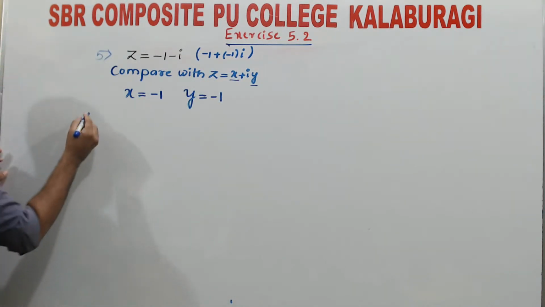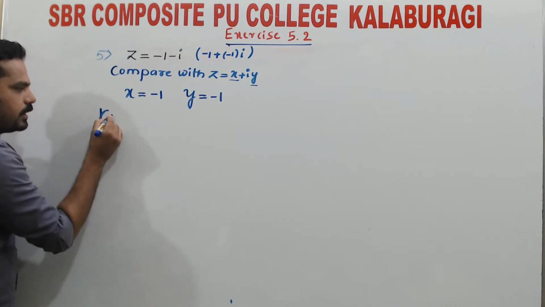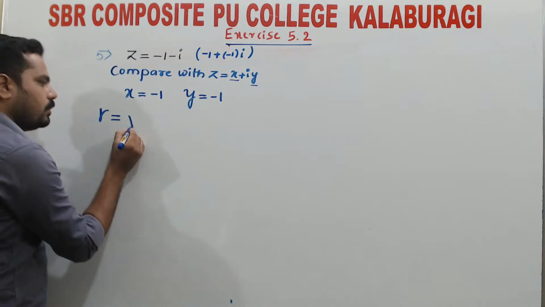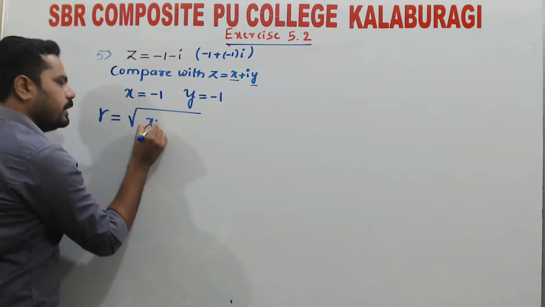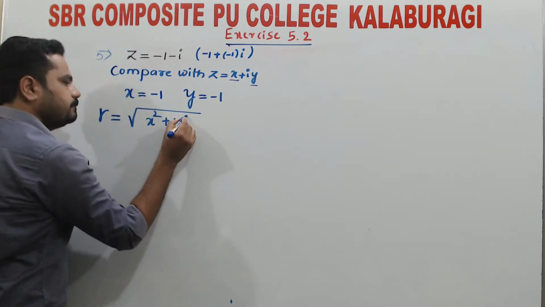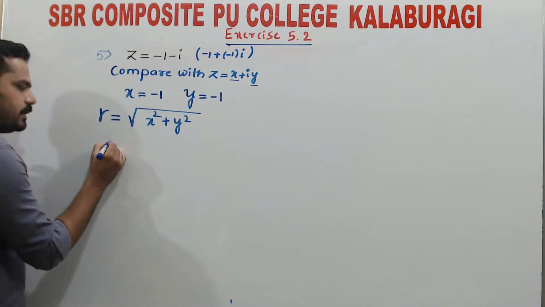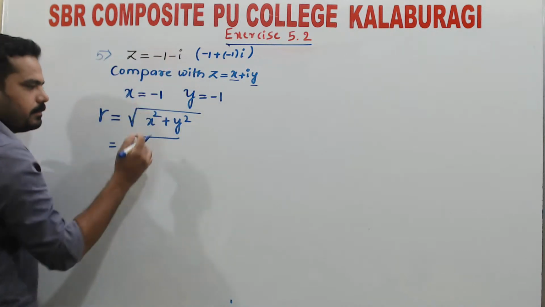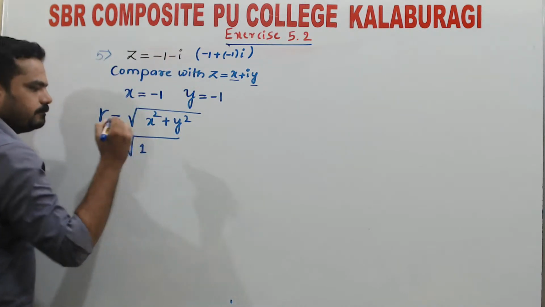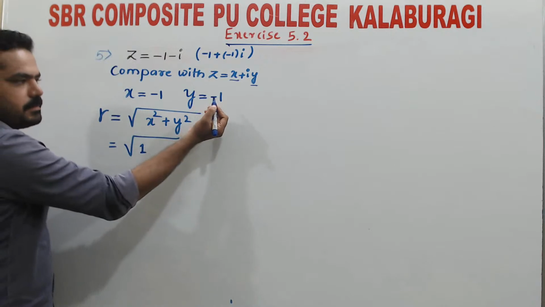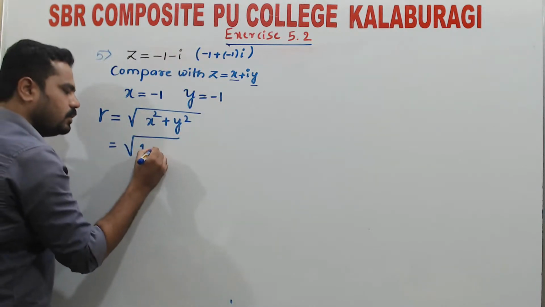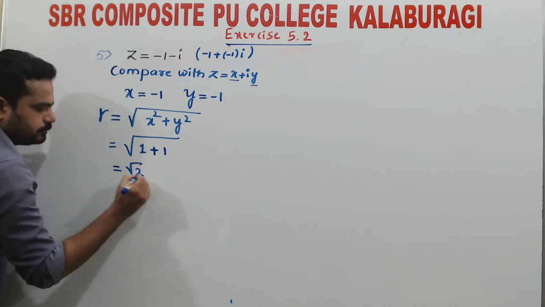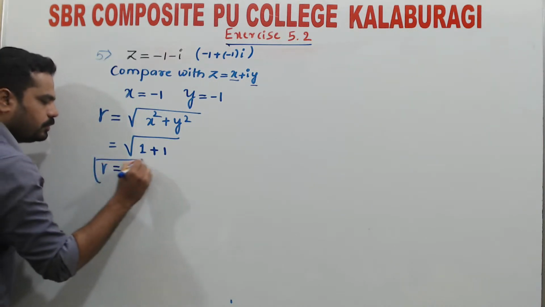Okay, now find the modulus, or the r value, and r is root of x square plus y square. What is your x square? That is (-1) square, which is 1. And y is -1, square is also 1. Therefore, r equals root 2.